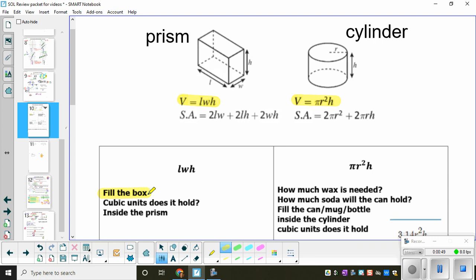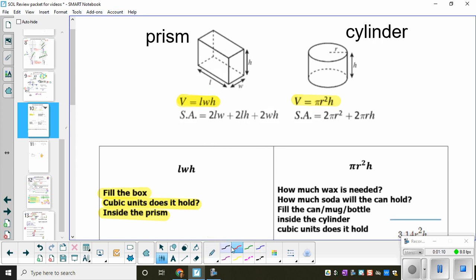If it asks how many cubic inches or cubic units does something hold, that's us trying to figure out how much we can use to fill the box. You might also see the words inside the prism, like how much can be held inside of the prism. So these are all keywords here for volume, which is when you fill the box up.